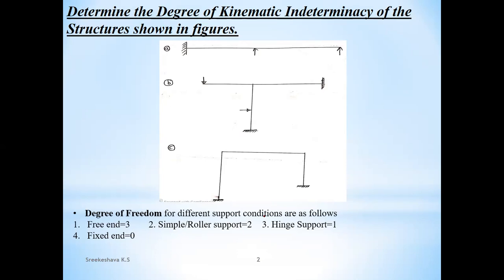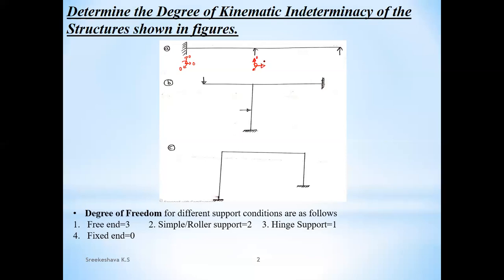Now, I will get the same answer here. Here fixity, how many reactions? You tell me. 3. Fixity, how many reactions? 3. Therefore, what is the degree of freedom? 0. Here, you don't see the beam. Just see the support. Here, how many reactions are there? 1. Therefore, vertical is 0.